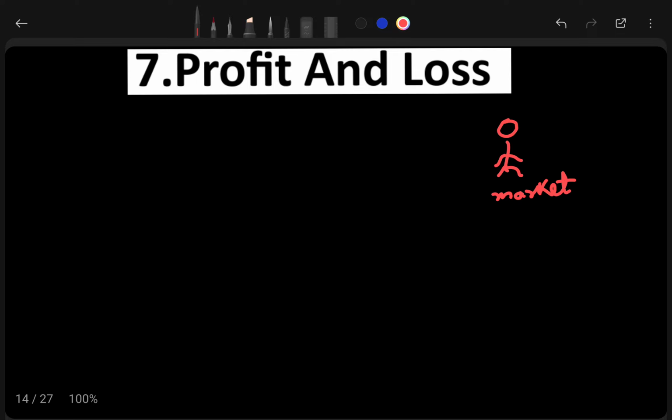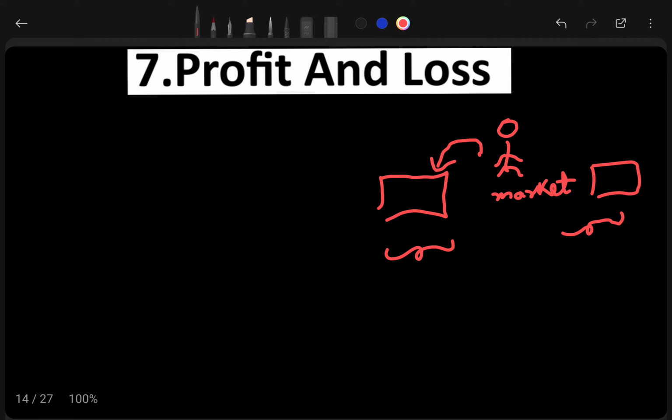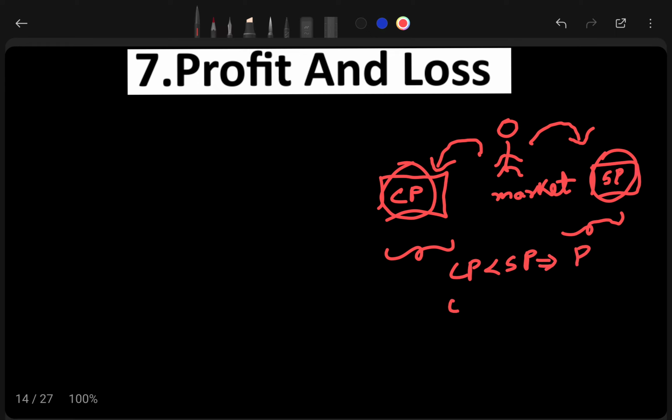If there is some kind of market shop owner, what he does is he will buy many products at wholesale and sell to customers. He will buy for less price and sell for more price. The price at which this market guy buys from the wholesale is known as cost price, and the amount at which he sells to the customer is known as selling price. Cost price is what he buys at, selling price is what he sells at. If cost price is less than selling price, it is a profit. If cost price is greater than selling price, it incurs a loss.